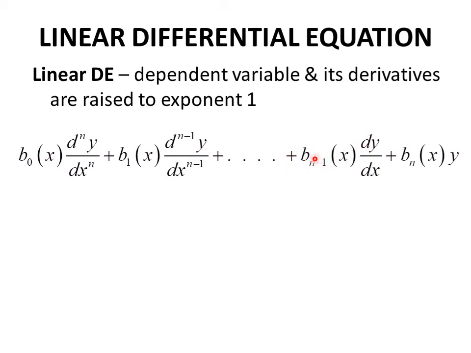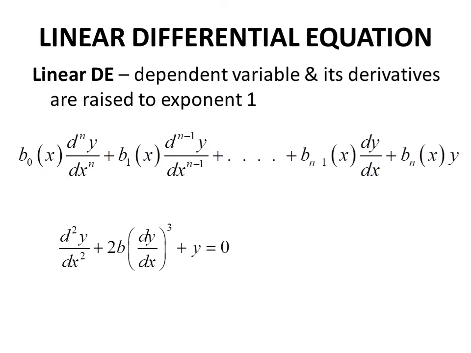So we have some expression in terms of x times dy over dx. So in here we have the first derivative, dy over dx, plus some expression times the dependent variable y. Okay, so again, in a linear differential equation or expression, the dependent variable y and all its derivatives should be raised only to the exponent 1.